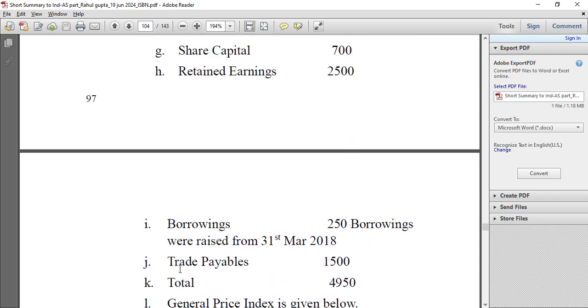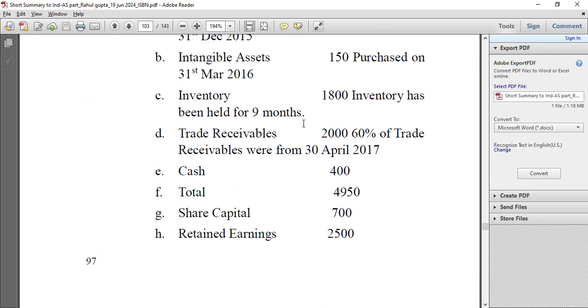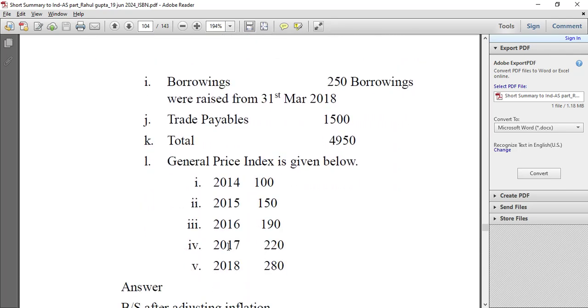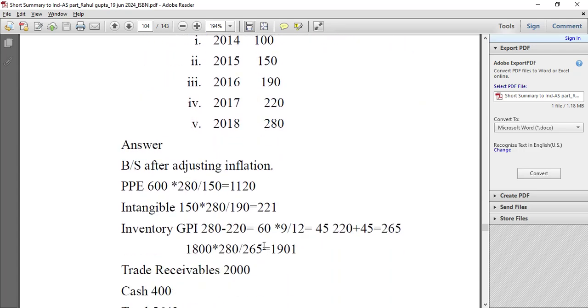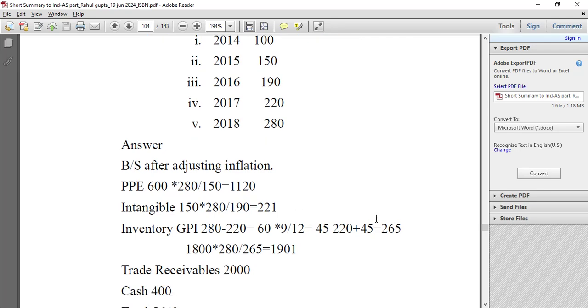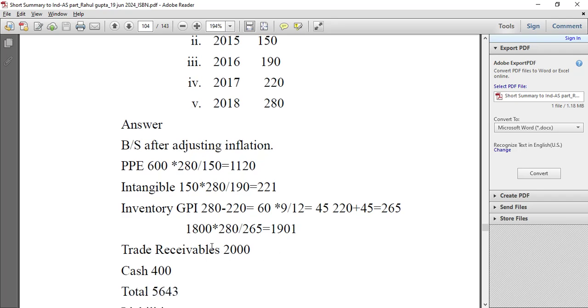Inventory has been held for 9 months. The price flow for 9 months is 60. 60 into 9 divided by 12, that is 45. So 220 is the price of 2017 plus 45, 265. So 1800 divided by 265 into 280, 1901. Trade receivables is a monetary item, no restatement required.